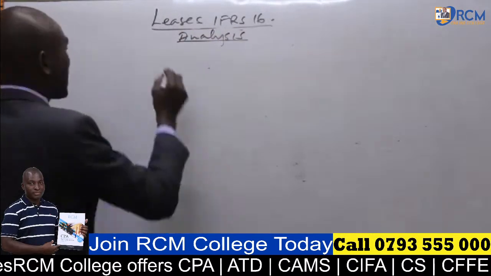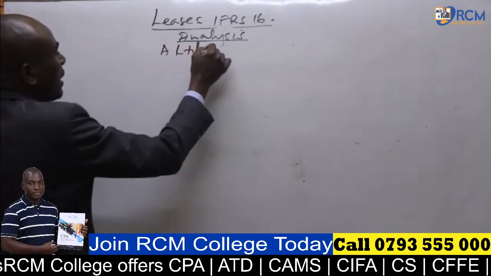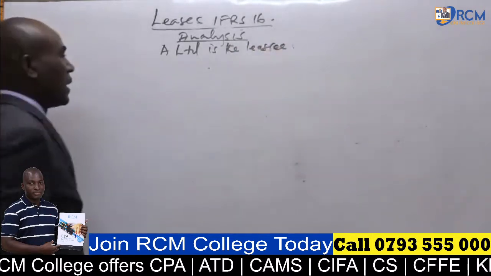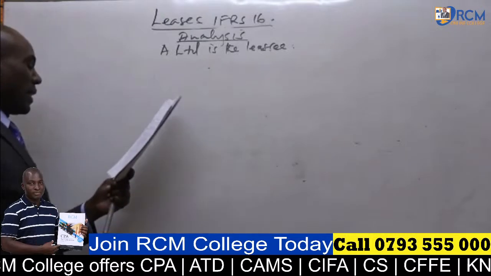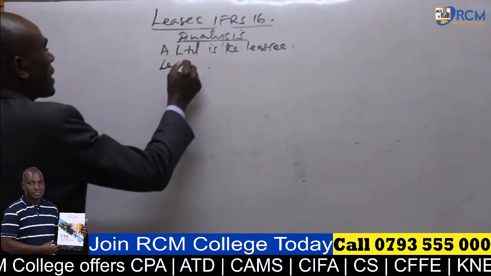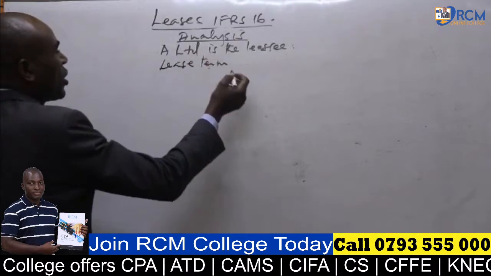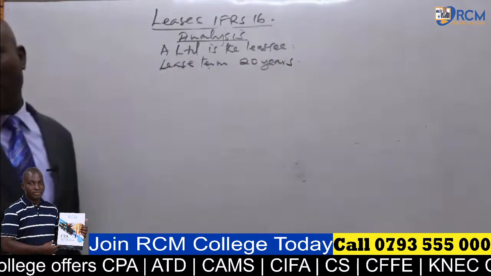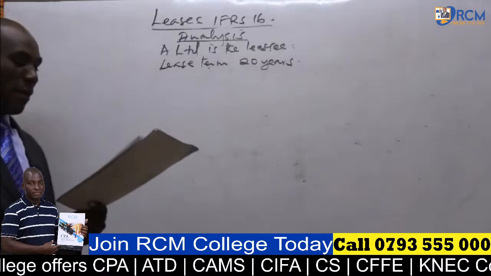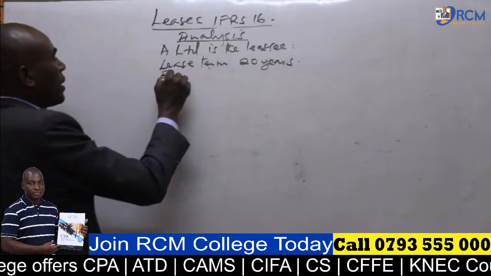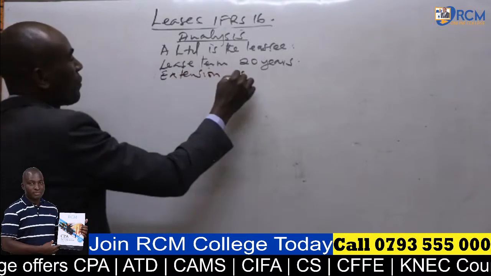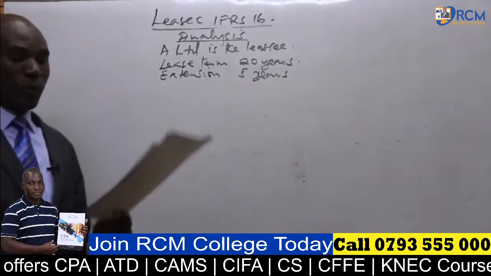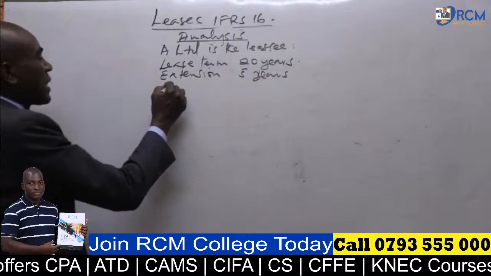Here, let's do the analysis. A limited is the lessee of the asset. The lease term on initial was 20 years. Although we are not going to extend for a further 5 years because we saw it's not reasonable, the extension is 5 years, but are we going to extend? We saw that it is not reasonable.